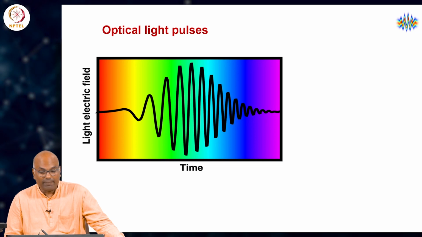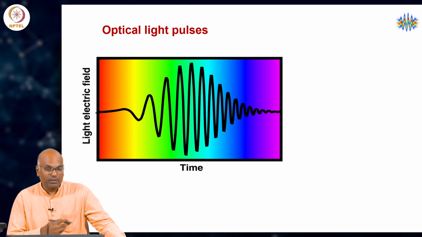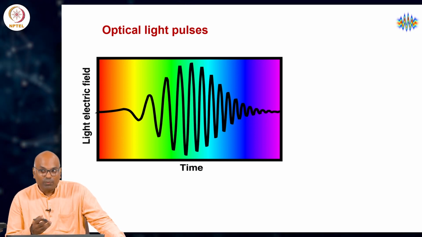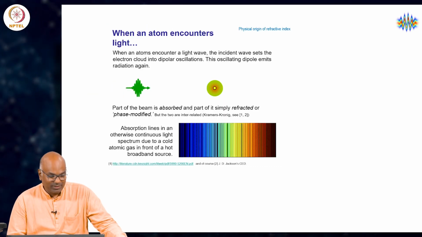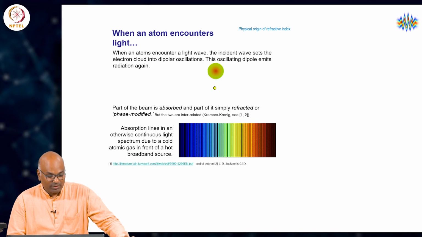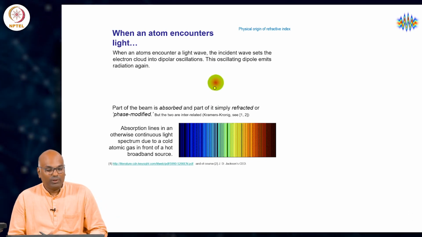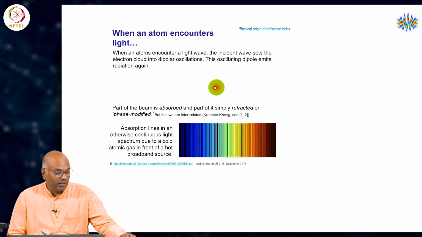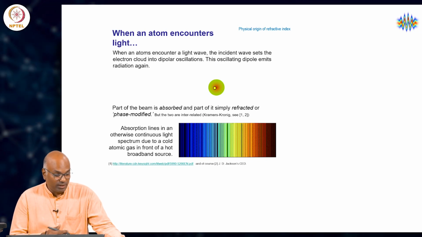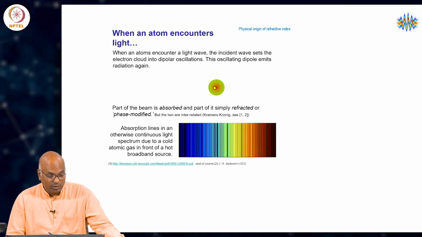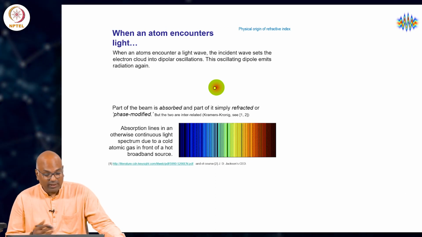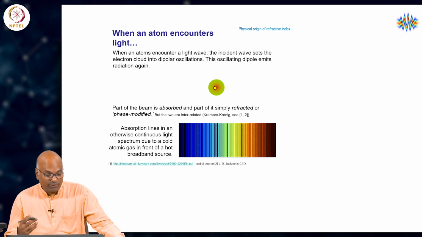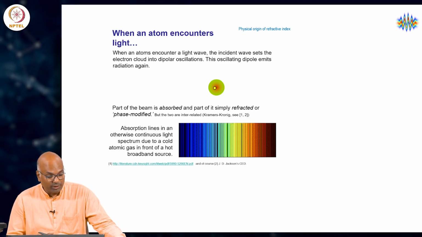Okay, quick recap: pulses, optical pulses. I say this and I hope this is the image that flashes in our minds now, right. But then a very decent picture of what happens when an atom encounters light. It sets dipolar oscillations into motion. This leads to both refractive or phase modification phenomena as well as absorptive phenomena.